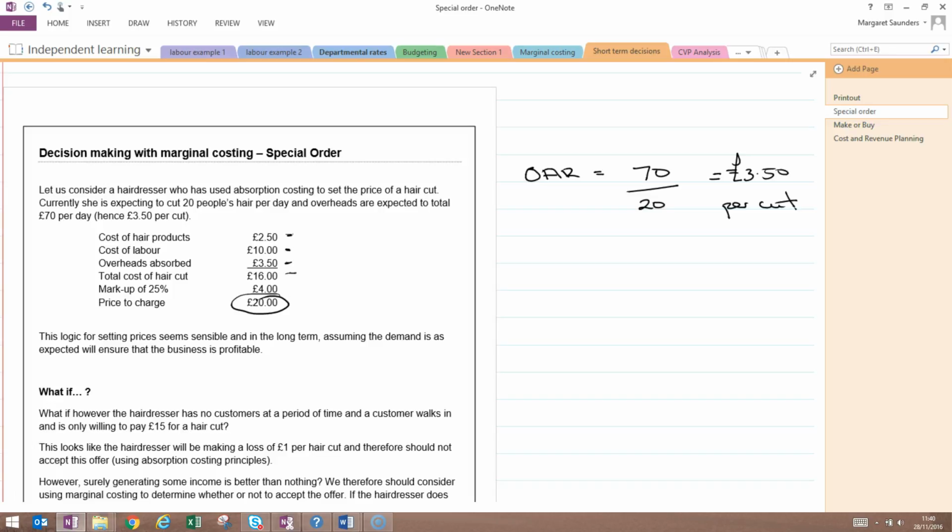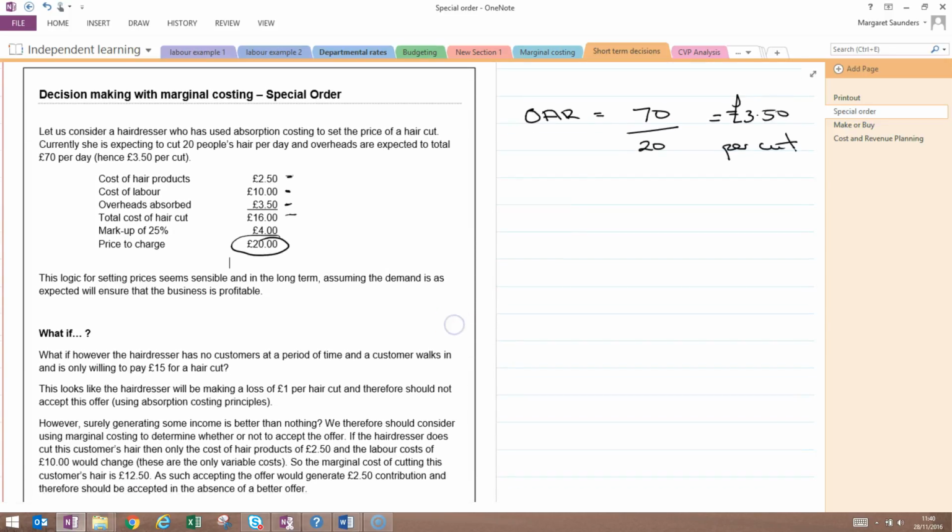However, what if the hairdresser has no customers? Then a customer walks in through the door, asks for a haircut, but says they only want to pay £15. Now the hairdresser normally charges £20. So what should she do?